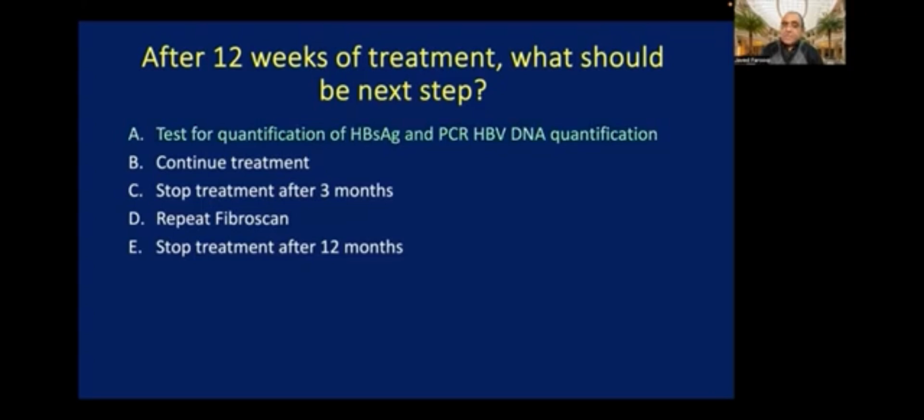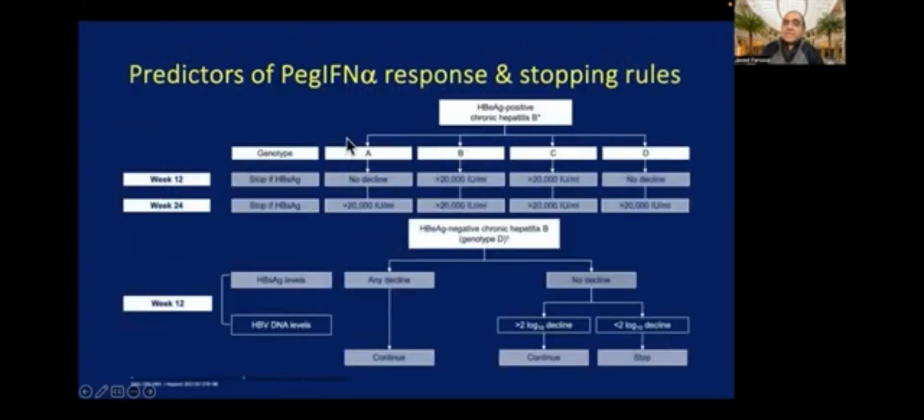It is test for quantification of HBsAg and PCR HBV DNA quantification. Why? As we said, these are the good predictors of pegylated interferon response, and these are the stopping rules. You can think about whether you should stop the patient on pegylated interferon, because it's an injection, a parenteral therapy, it has side effects, and it is an expensive therapy. So how do you do that?